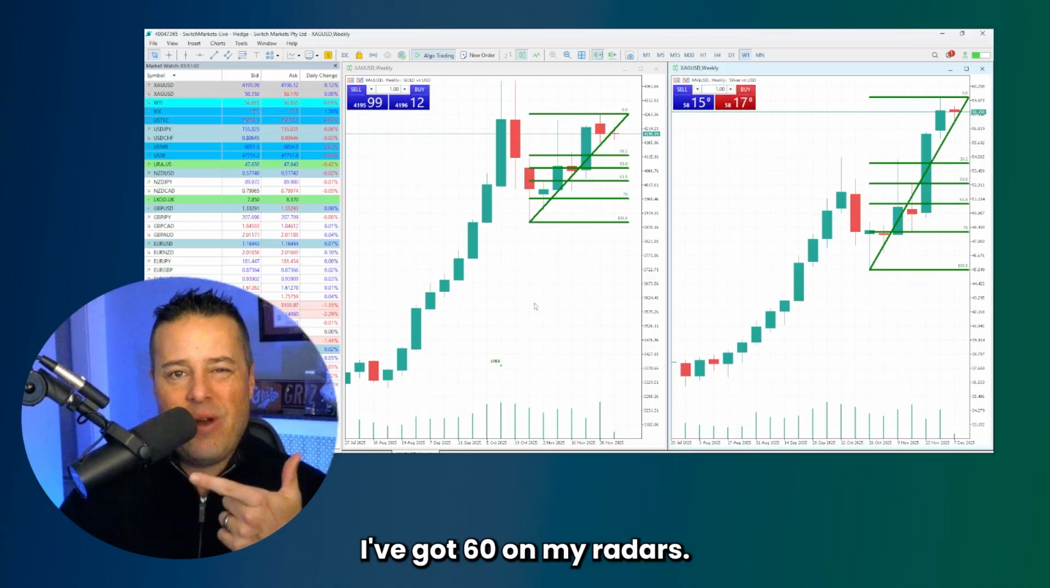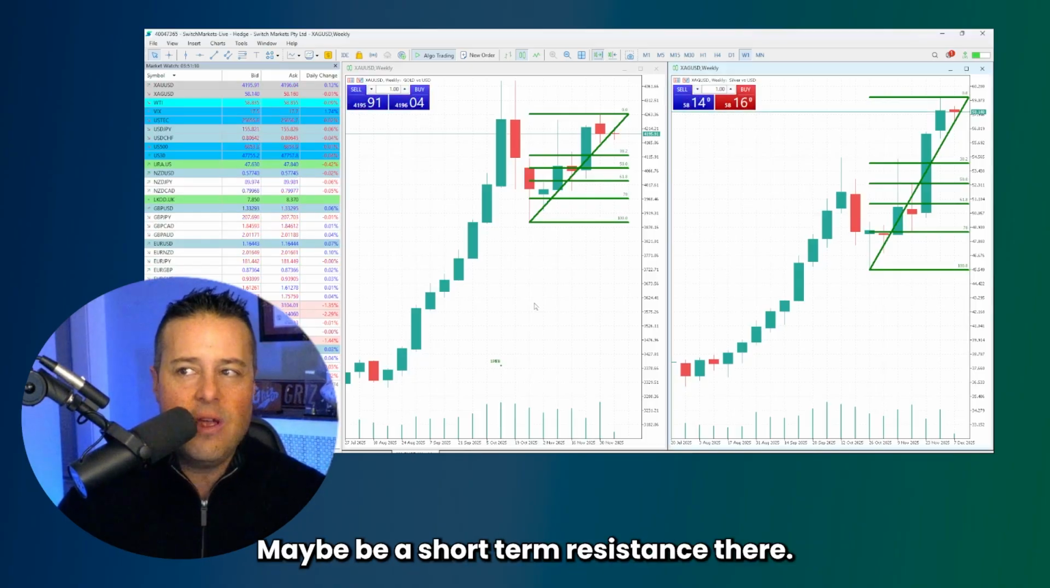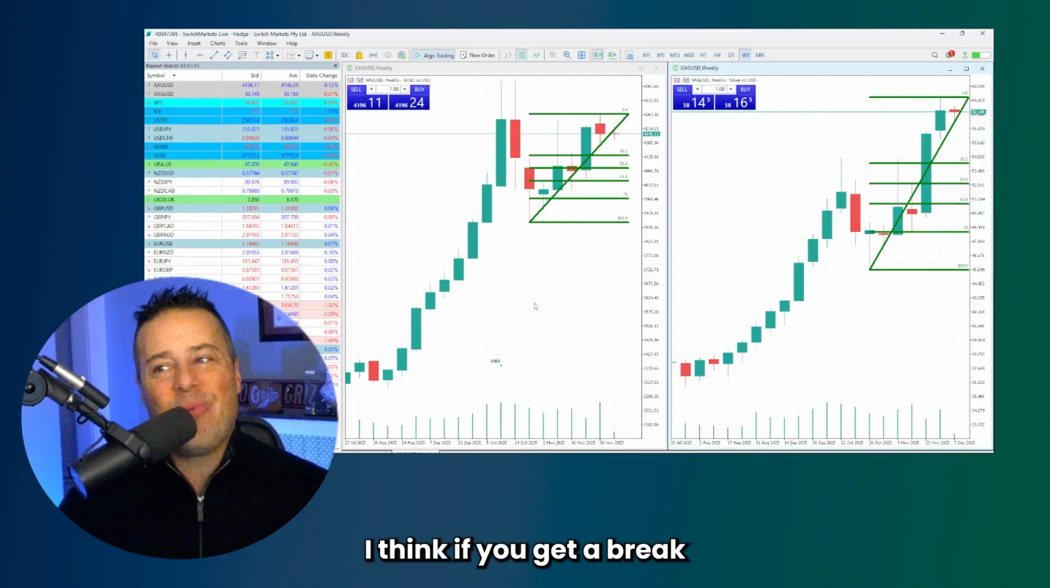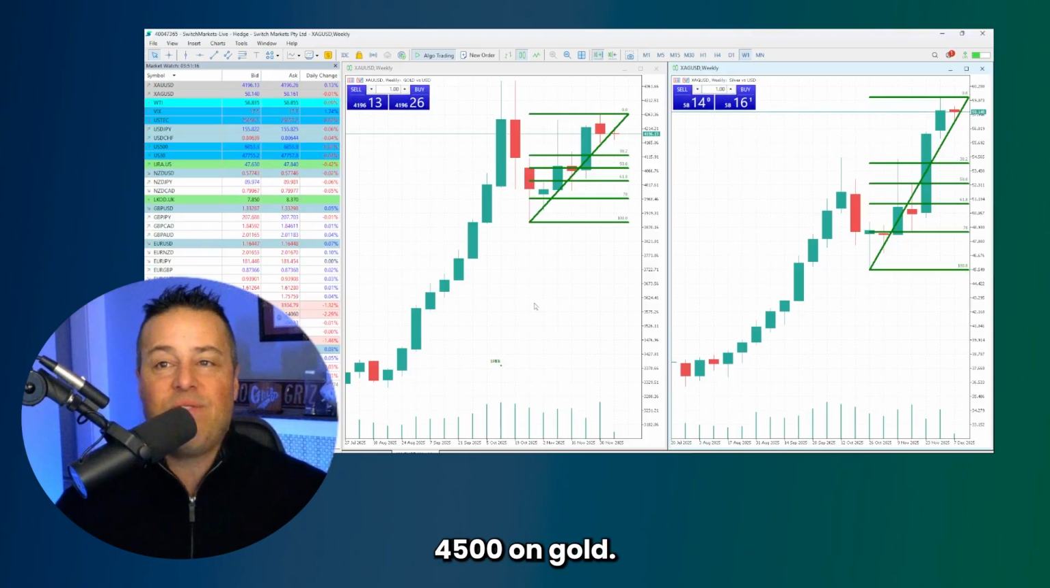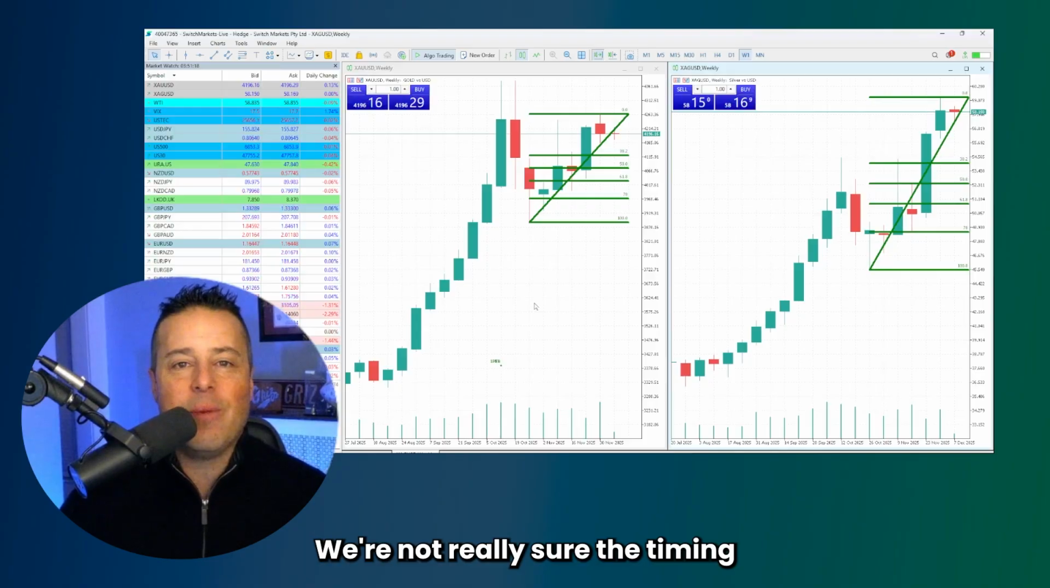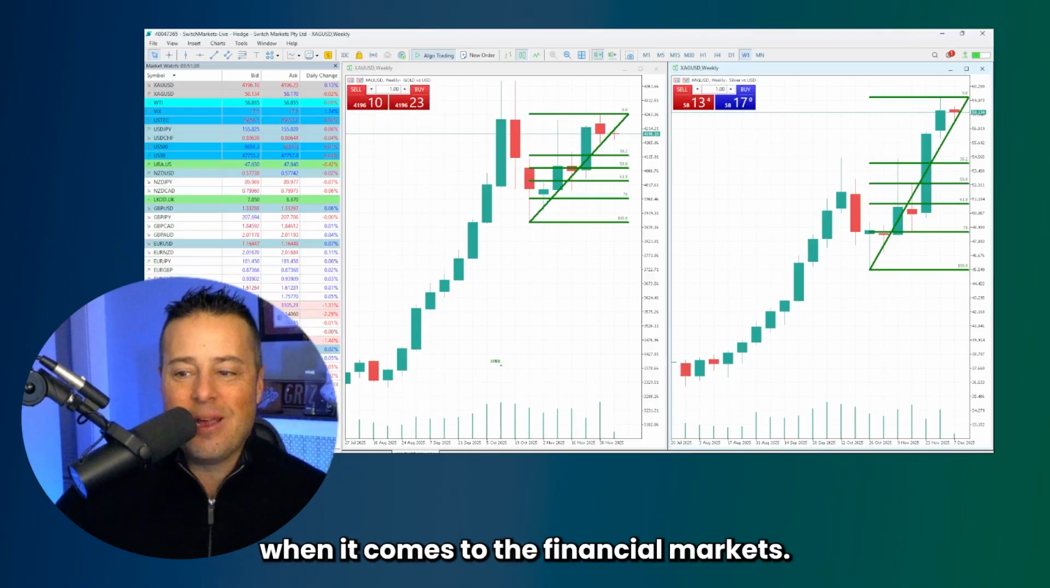I've got 60 on my radar, maybe being short-term resistance there for silver. I think if you get a break above that 60 range on silver, though, more than likely you're going to see 4,500 in gold. We're just not really sure of the timing, and that seems to be the way of it when it comes to the financial markets.